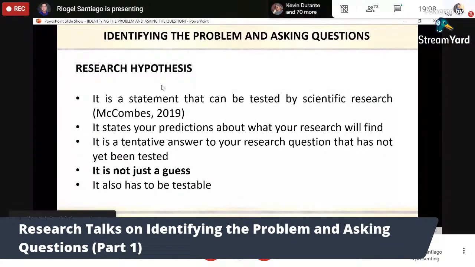Laging meron itong scientific basis kasi dumaan ito sa step-by-step process. Hindi ito basta hinulaan mo na lang na, siguro ganito yung mangyayari sa aking paper. Ganito yung mangyayari sa aking study. No. It is a tentative answer. Bakit tentative? Ba't hindi pa permanent or hindi pa final? Kasi nga iti-test pa. And later on, dyan papasok ngayon kung we are going to accept your hypothesis or not. It is testable. It also has to be testable.